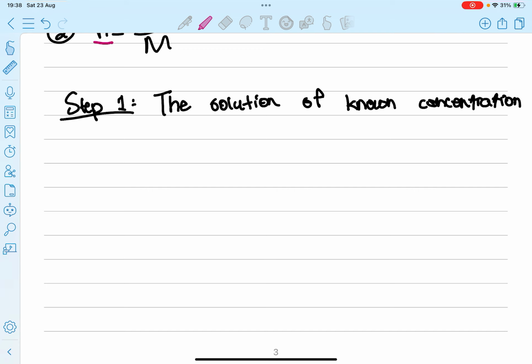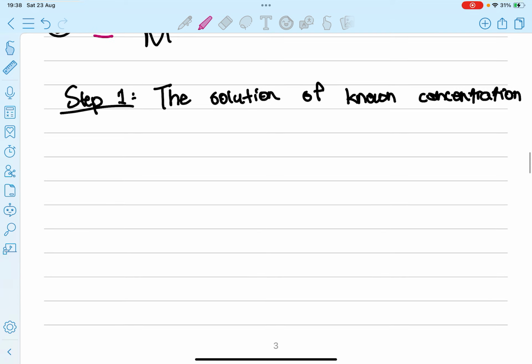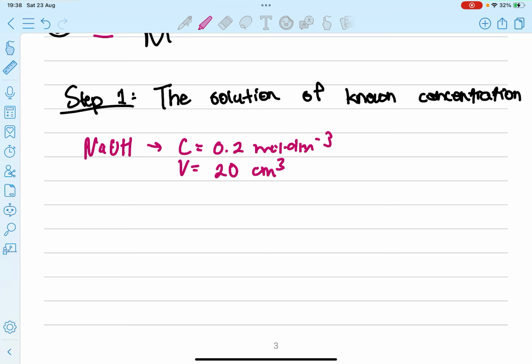First step, you read your question, you see what you're given, and you focus on the solution with the known concentration or the known mass, because that actually gives you a lot of information. For example, our sodium hydroxide, we are told that it has a concentration of 0.2 moles per cubic decimeters, but it's got a volume of 20 cubic centimeters.